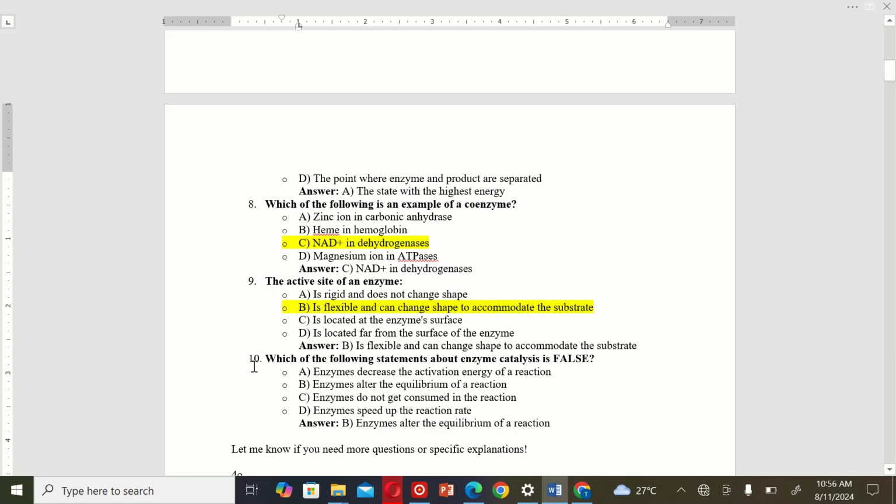The next MCQ is: which of the following statements about enzyme catalysis is false? A. Enzymes decrease the activation energy of a reaction. B. Enzymes alter the equilibrium of a reaction. C. Enzymes do not get consumed in the reaction. And D.